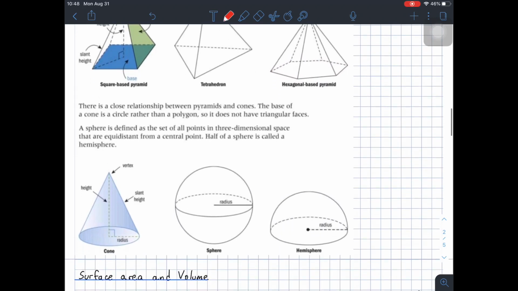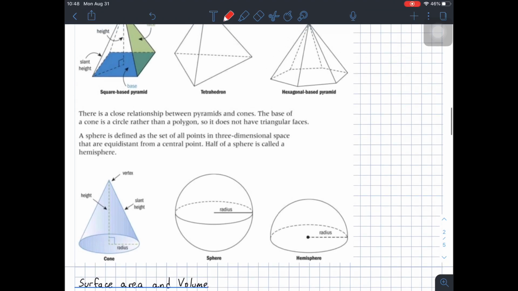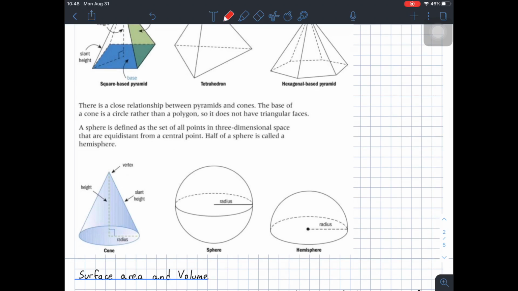Okay, then it says, there is a close relationship between pyramids and cones. The base of a cone is a circle rather than a polygon, so it does not have triangular faces. So a cone, we could say that the cone is a particular case of a pyramid, right? The only difference is that the base is a circle instead of being any other polygon, right?